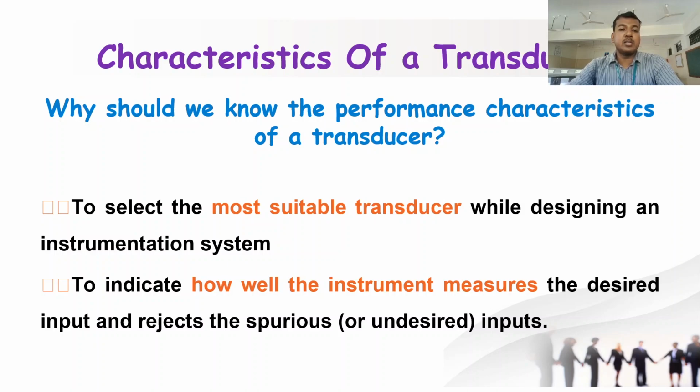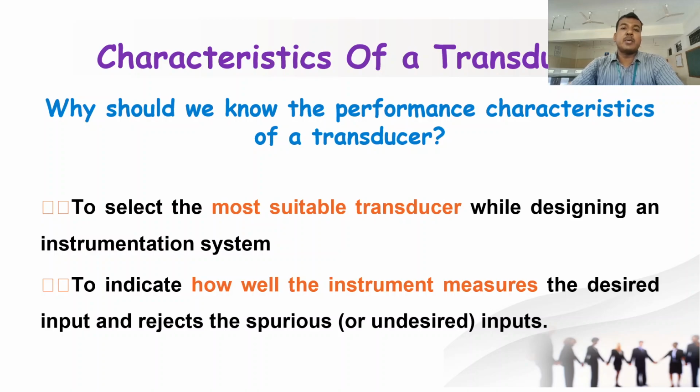And the second one is to indicate how well that instrument measures the desired input and rejects the spurious or undesired inputs. So, a transducer should not take all the input, it should take only the desired input and produce only the desired output. It should not take all the other things. So, these are the two main characteristics of a transducer.